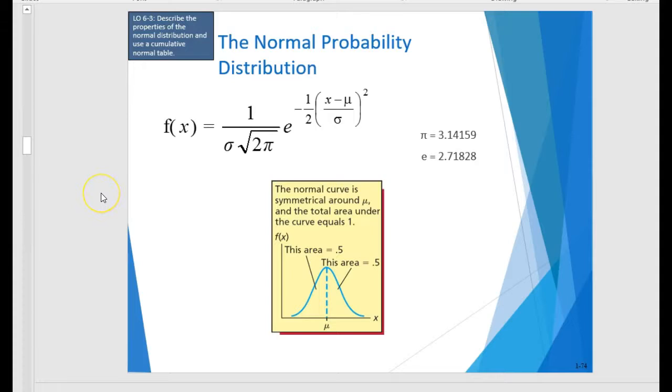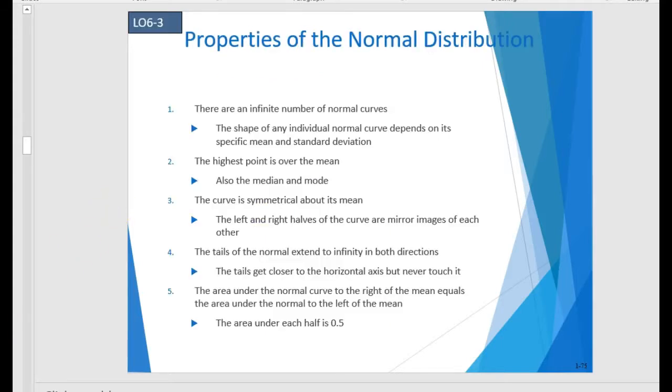All right, so on to the normal curve. Everybody sort of has some prior experience with the normal curve, but we'll go ahead and get to it. Probabilities of the normal curve. There are an infinite number of normal curves. The shape of any individual normal curve depends on its specific mean and standard deviation. Okay, so when we work with the standard normal curve, it assumes that the mean is 0 and that the standard deviation is 1. So that's why we use z-values.